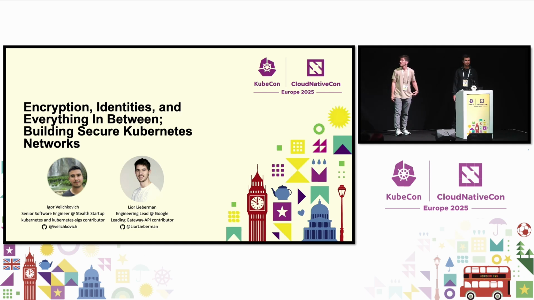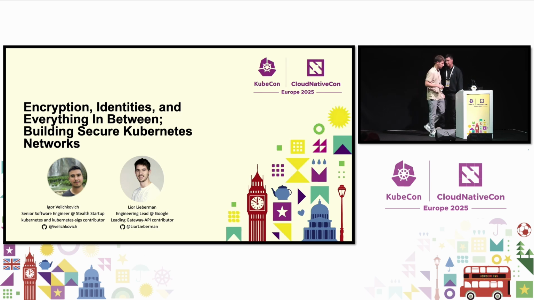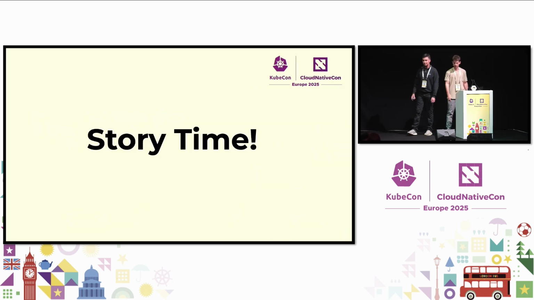Yeah, and today we're going to talk about encryption, identities, everything in between, some tips on building secure Kubernetes networks, and some of the hopes we have for this presentation and for standardization efforts in this aspect. But I'm going to hand it off to Igor to walk us through and get us into the domain. Yeah, so let's start with a story.